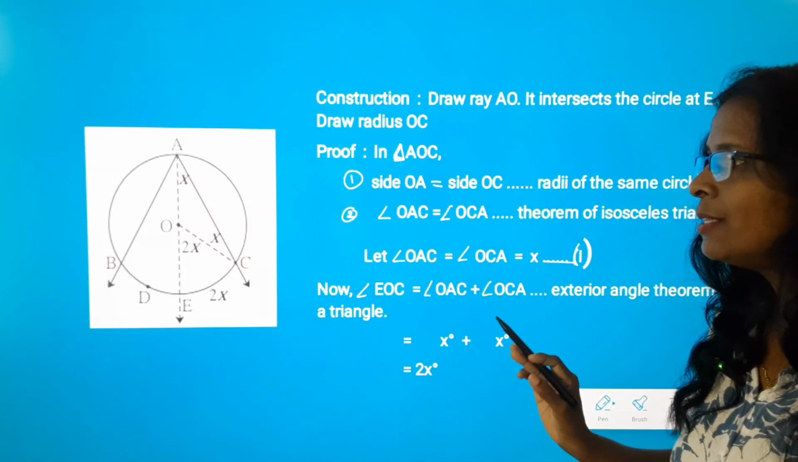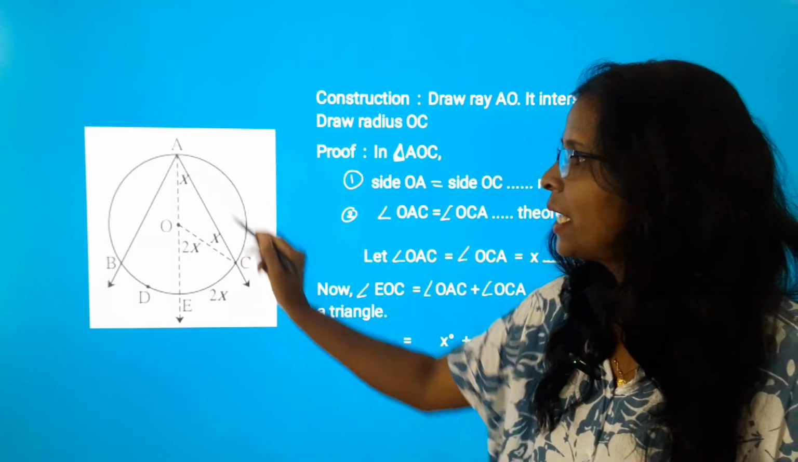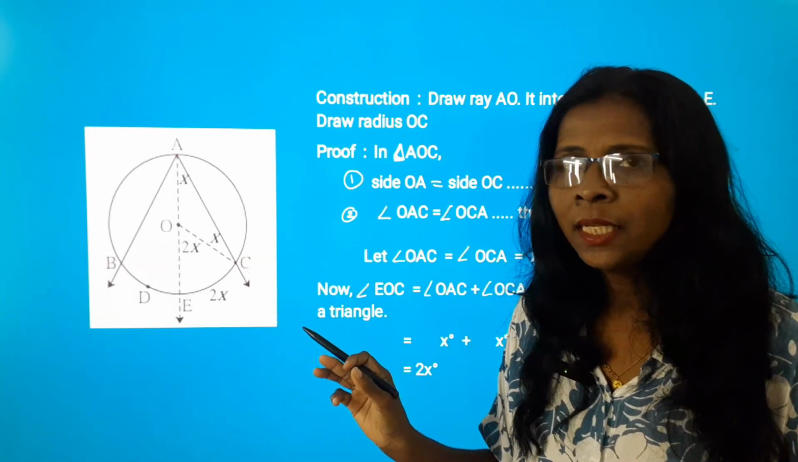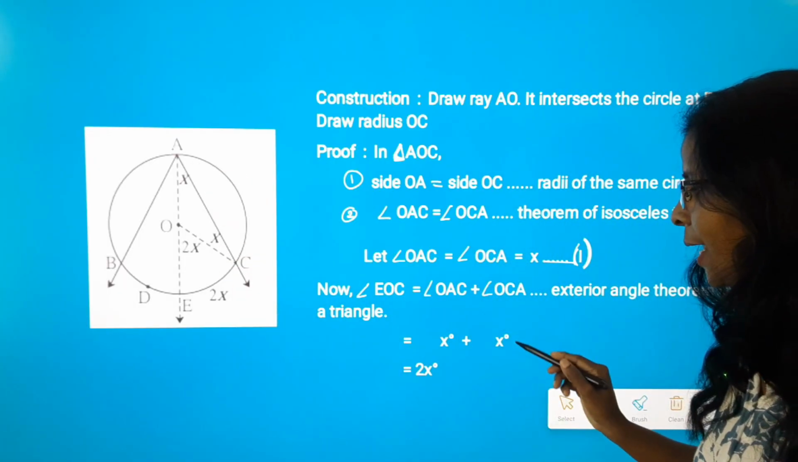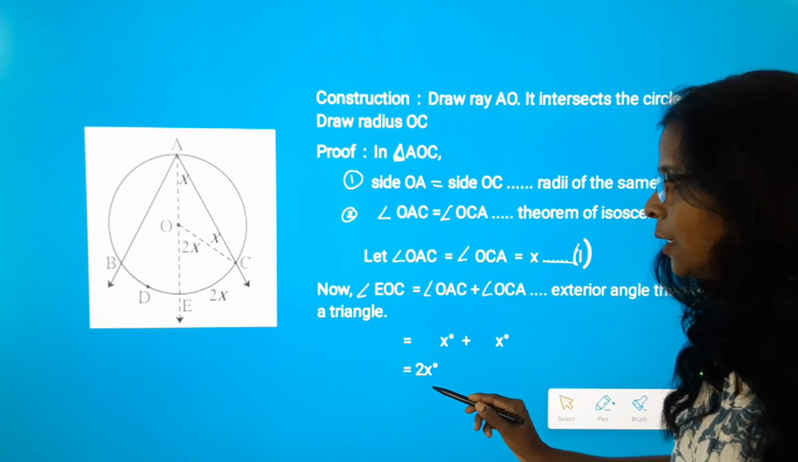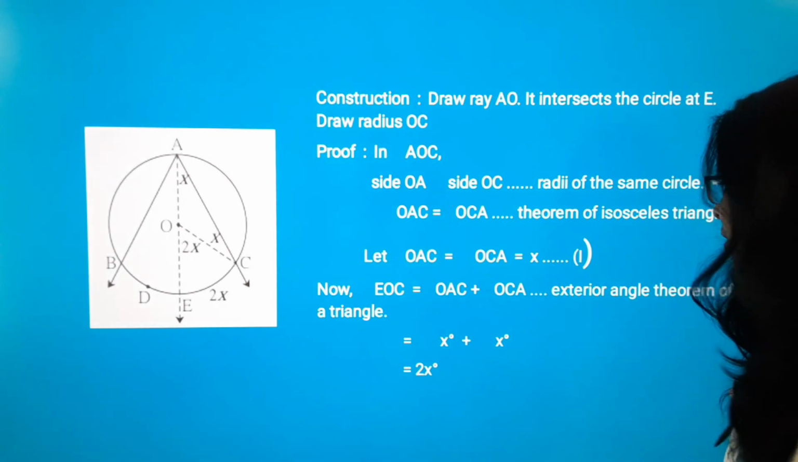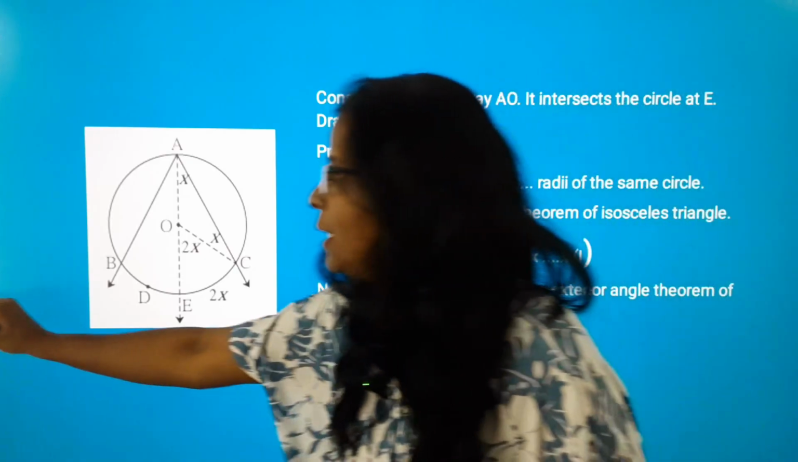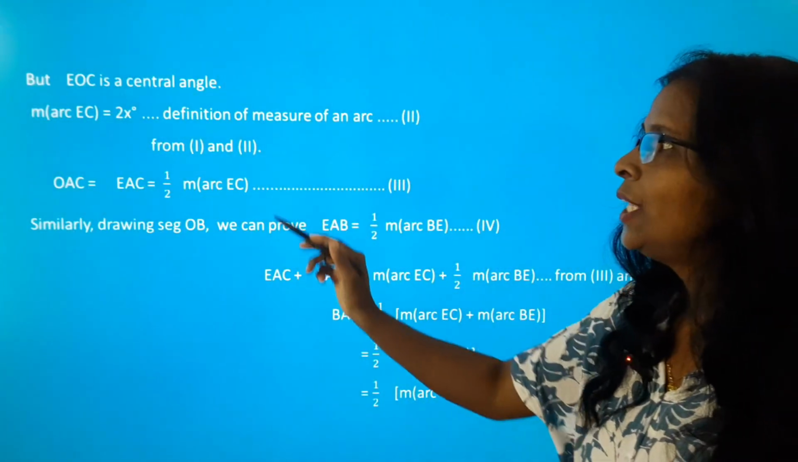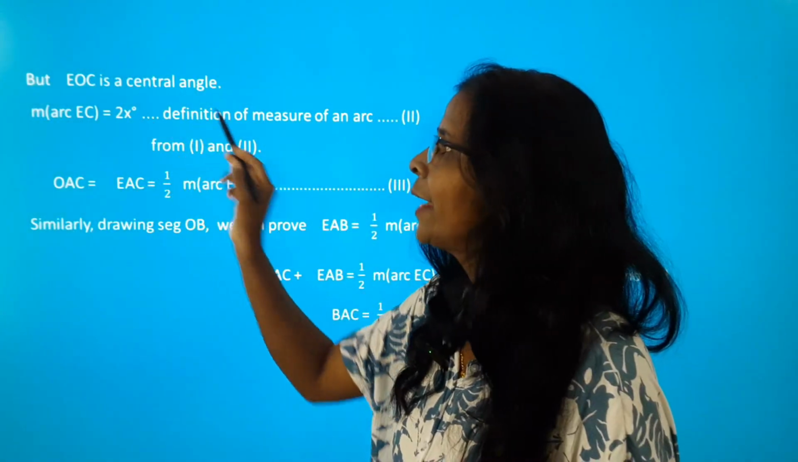Now here we consider the angles OAC and OCA as x degrees. So x plus x, that means 2x degrees. So angle EOC is equal to 2x degrees. Okay, so then EOC is a central angle.